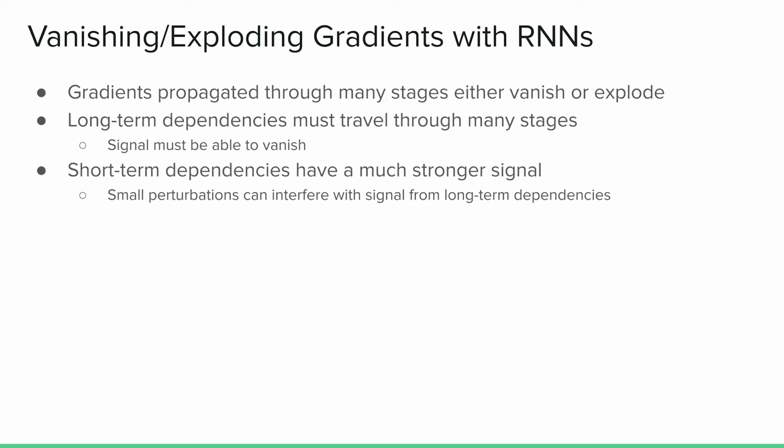And the second problem that we have here is that when we have short-term dependencies between two words that appear next to each other in a sentence, they can have a much stronger signal, and small perturbations here can actually interfere with the signals that are coming from these long-term dependencies that naturally become less and less. So this is an issue. One question to you: why don't we have this sort of problem in feedforward networks? Pause the video at this moment and think a few seconds why this is not such a problem in feedforward networks.